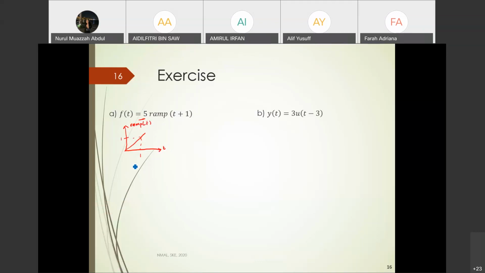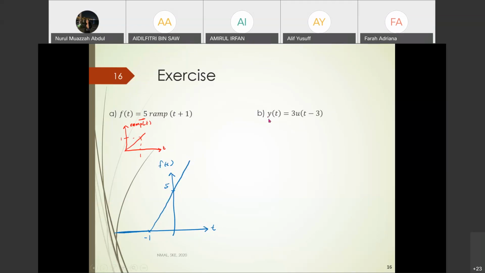So you know that it is shifted by 1 to the left, so it's negative 1. Because the amplitude is 5, you put 5 here, so it should be something like this. Before negative 1 it is 0, so this is ft. Clear? So this is a straightforward example.